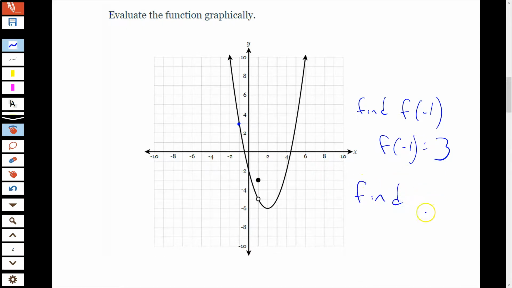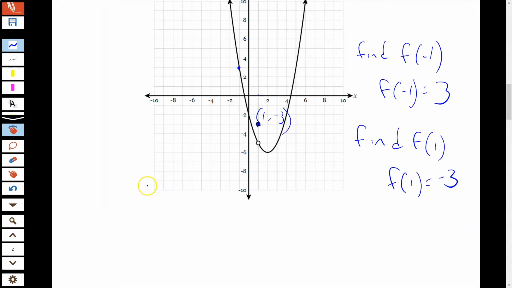Or they might say find f of 1. Well, x equals 1 is right here. And notice here is the piece that is not defined as this parabola, right? F of 1 equals -3, because this point is 1, -3. So that's it. There's one complication here.